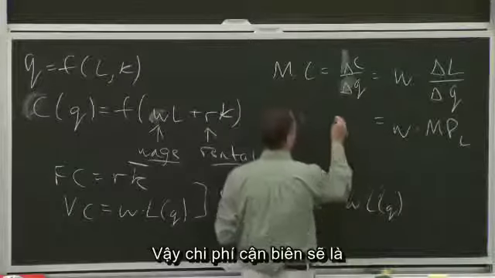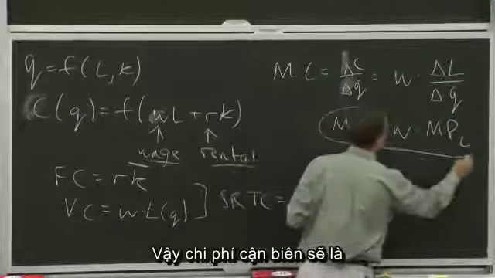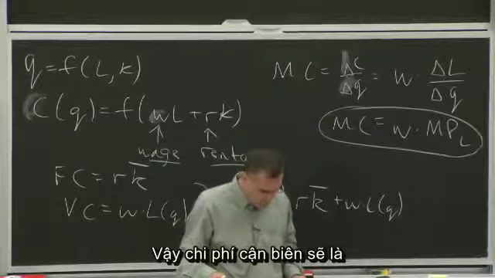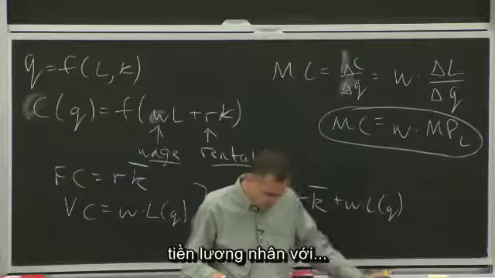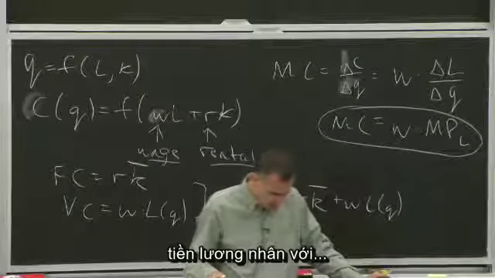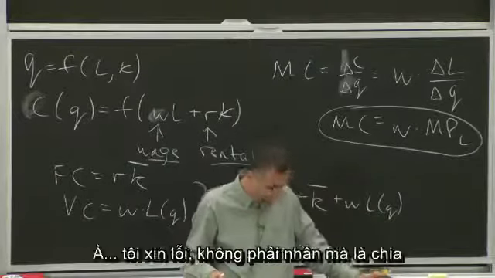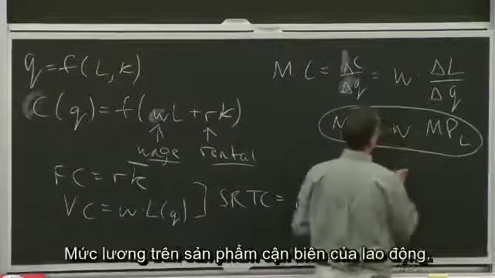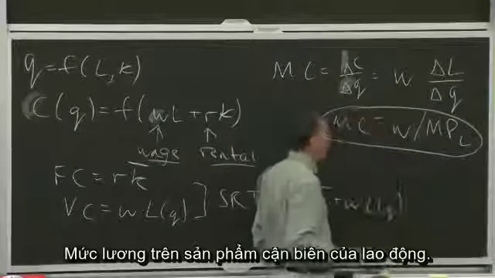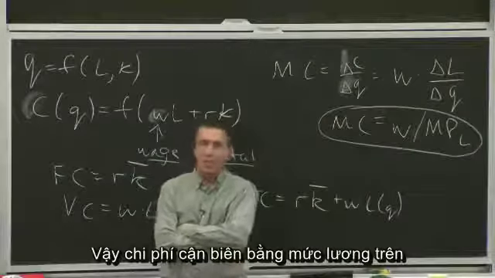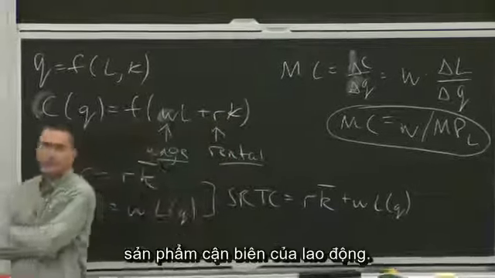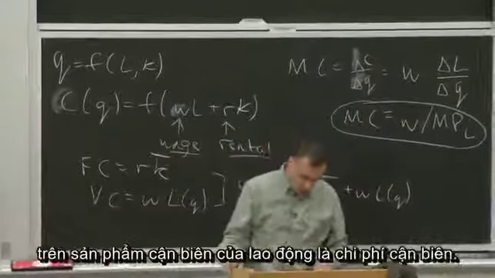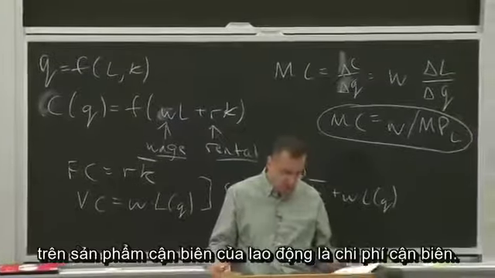So what we say is that the marginal cost is equal to the wage times, I'm sorry, it's one over. That delta Q over delta L was the marginal product, so the wage over the marginal product of labor. Marginal product of labor is delta Q over delta L. So the wage over the marginal product of labor is the marginal cost.